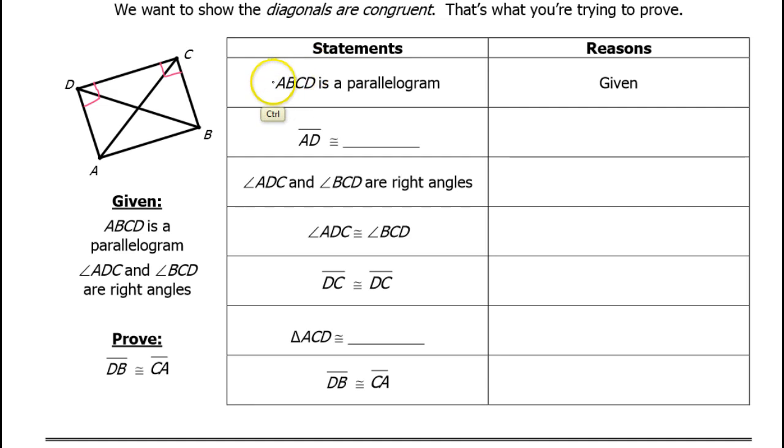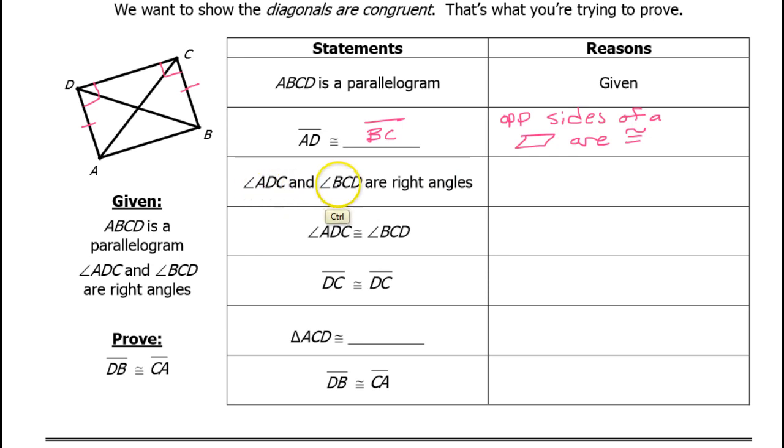So ABCD is a parallelogram. Obviously, that is given. And then we have AD is congruent to what? Well, AD should be congruent to BC, segment BC, because the opposite sides of a parallelogram are congruent.